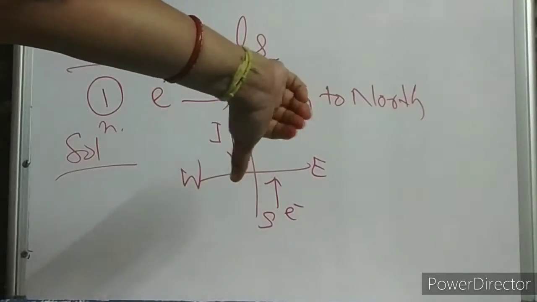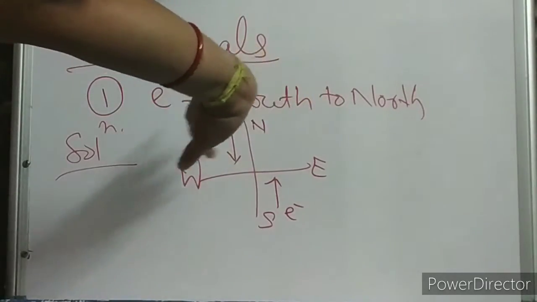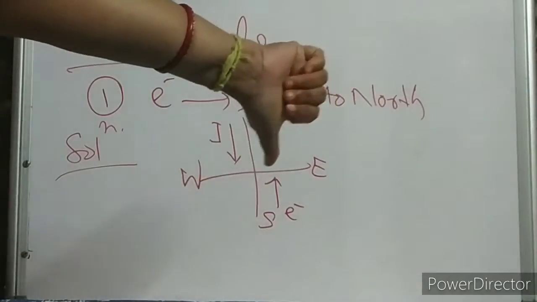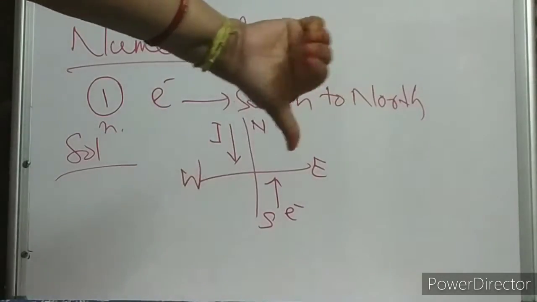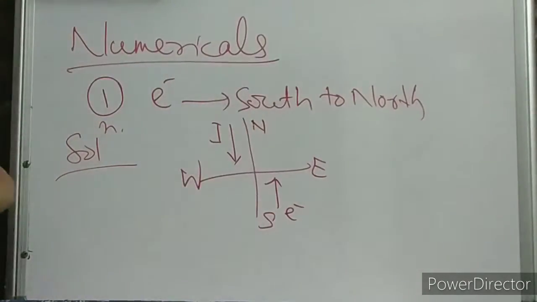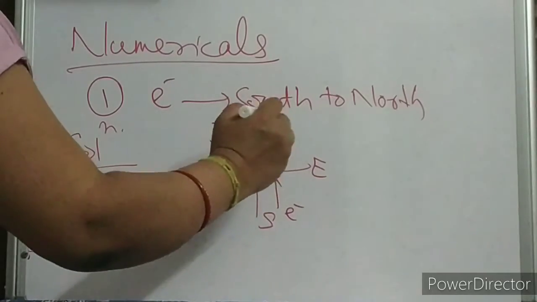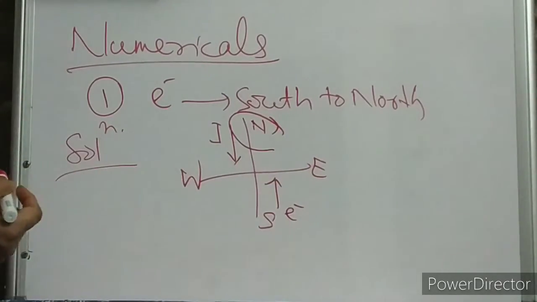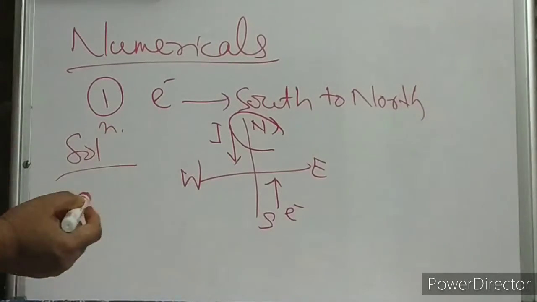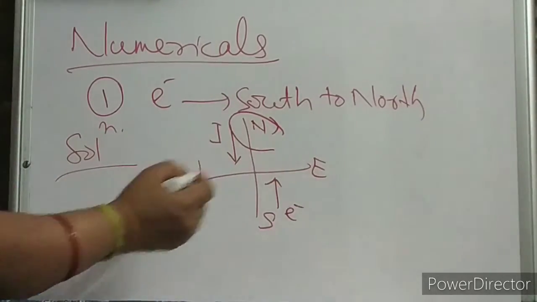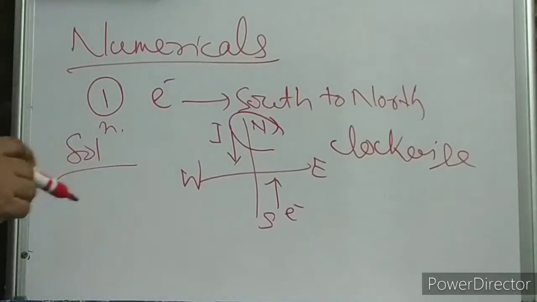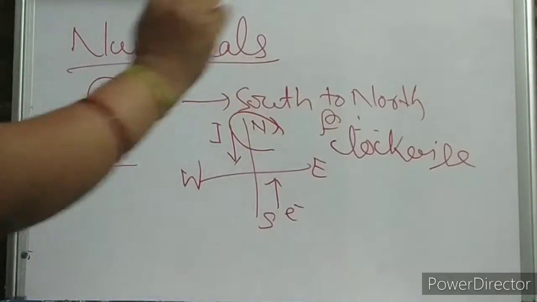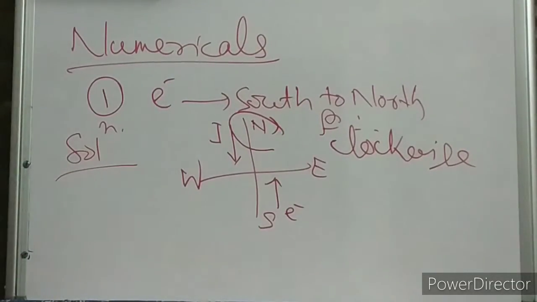Curl your fingers. See the movement. This is the direction of the magnetic field. Your fingers curl like this. So what is the direction of the magnetic field? Clockwise. Simple. So the answer will be clockwise. Clear children? Easy one. So this is your answer. It will be clockwise direction. Note it down. I'll move to the next problem.